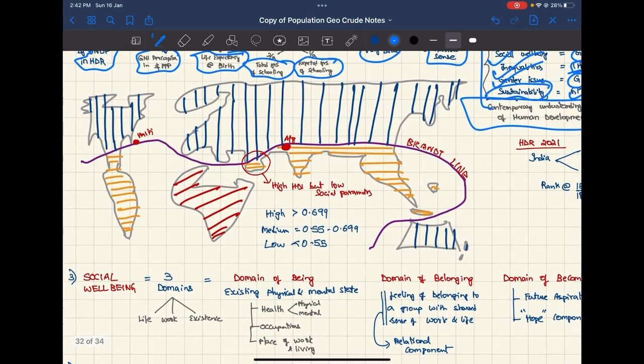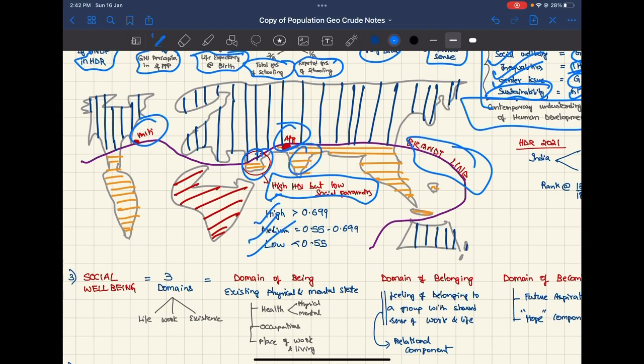So human development pattern follows almost the trend line. Some exceptions are Kuwait and similar countries which have high HDI but very poor social parameters. HDI is very poor in the Western Hemisphere. Afghanistan is very poor. So these are the high, medium, and low. India comes in the medium category.